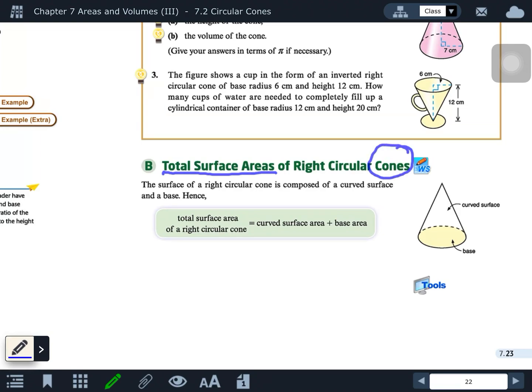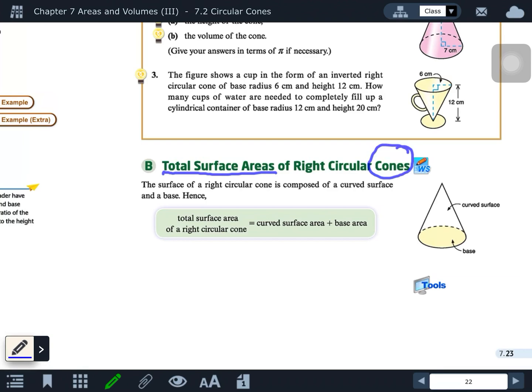Someone may be curious why we need to teach the cone separately, because for 7.1 we were calculating the pyramid, and actually after the lessons for 7.2a we find that this is just a pyramid with a circle base. So I would like to tell you why we need to calculate the cone separately.